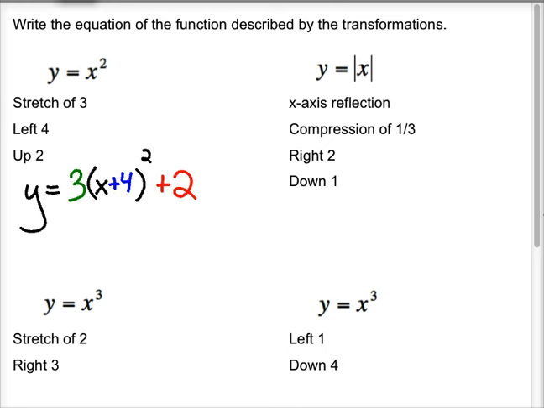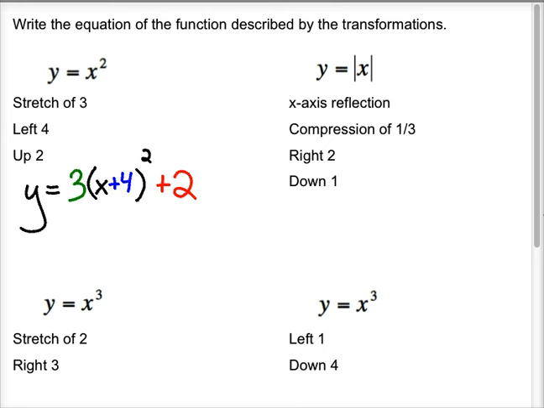So that's really how you can do these. Okay, so create the basic skeleton and then put the multiplier out front for your stretch, shift your x to go left or right, and add or subtract at the end to shift it up or down.